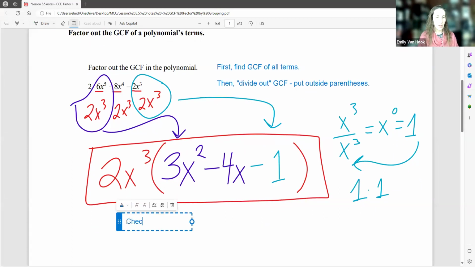So check by distributing. If you look at the answer we just circled, I could have given you that as a test question in our last unit, right? When we were practicing multiplying polynomials, if we multiply 2x to the third times each of these terms, we should get back to the original. So check by distributing, also known as multiplying.